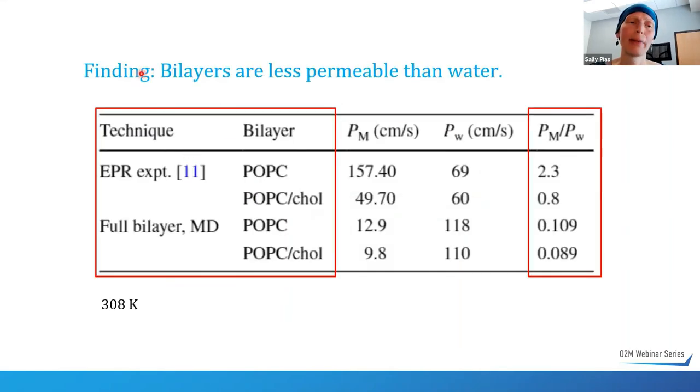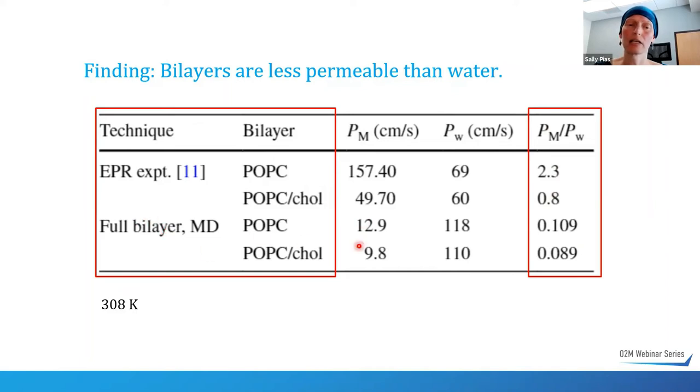And so our main finding from this work is that, unlike what was found in the EPR experiments, where if you take the bilayer permeability and compare it to the permeability of a water layer of the same thickness. So here we have PM, the permeability of the membrane, compared to a water layer of the same thickness. The EPR studies showed an enhancement, that the membrane was more permeable than the surrounding water for POPC and less permeable for POPC with cholesterol, but almost the same. Okay, so there's not really a big difference there.